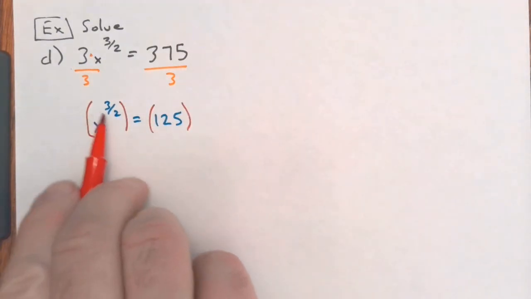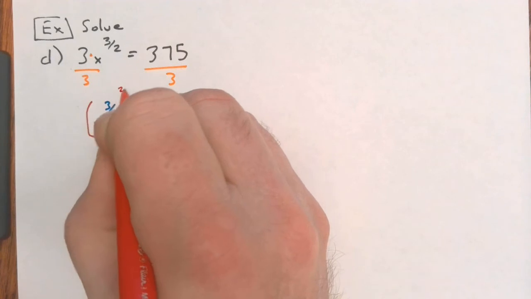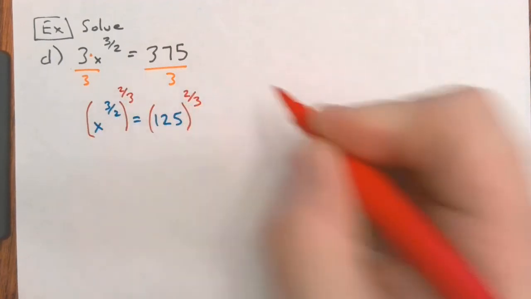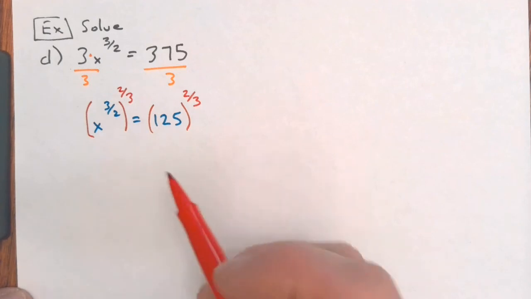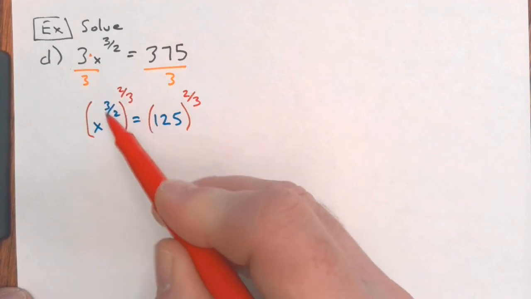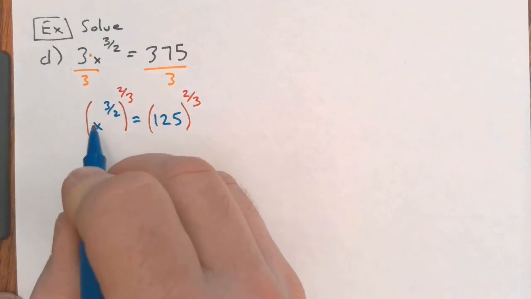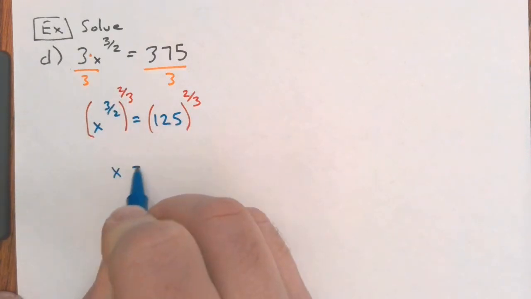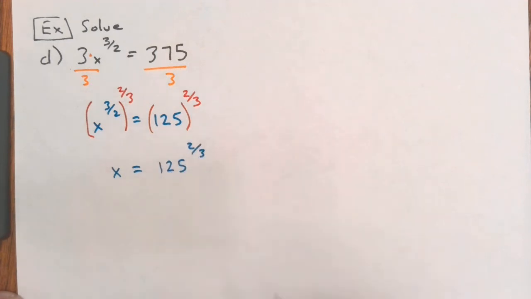in order for us to undo this 3/2, the power that we use is its reciprocal, which would be 2/3. So with a fractional exponent, once you get the base and the exponent isolated all by itself, you're going to raise both sides to the reciprocal power. The reason for that is we have a property that says if you have a power to a power, you multiply those together, and anytime you multiply reciprocals, you get an answer of 1. So we would have x to the first power, or just x, which is what we were trying to solve. So x is equal to 125 to the 2/3 power.